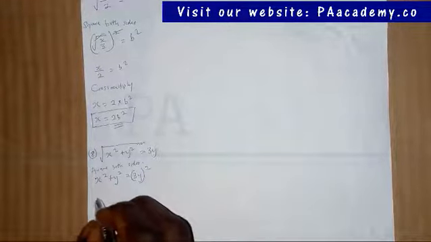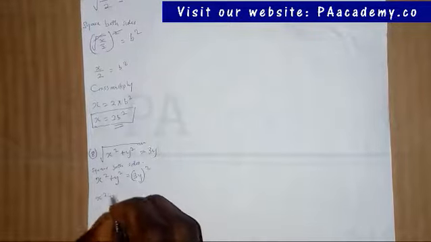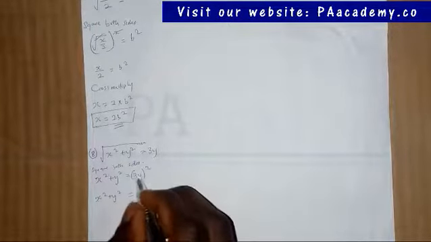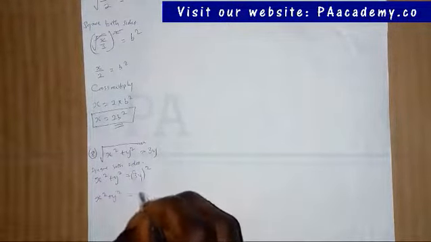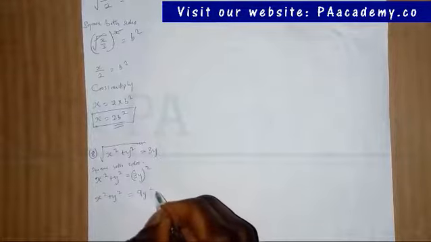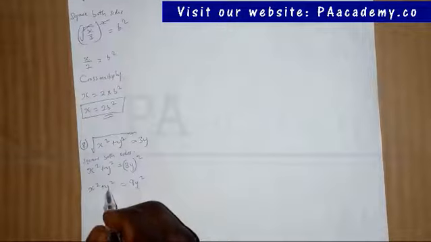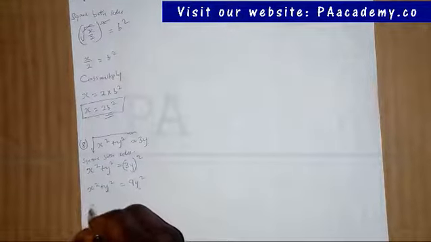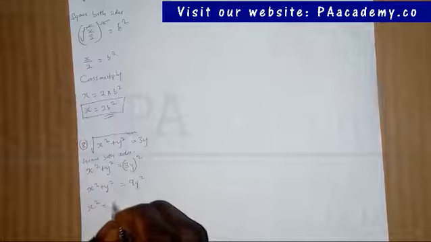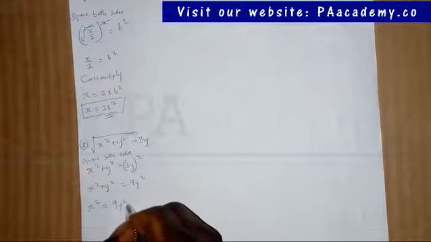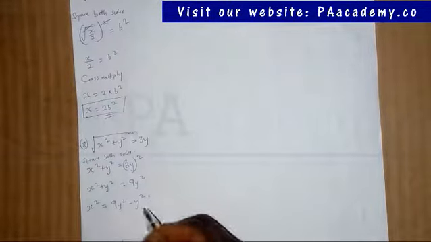So here we are going to be having x squared plus y squared equals, so the square of 3y squared will give us 9y squared. Since we are trying to make x the subject of the formula, you take this y squared to the other side. So it becomes x squared equals 9y squared minus y squared.